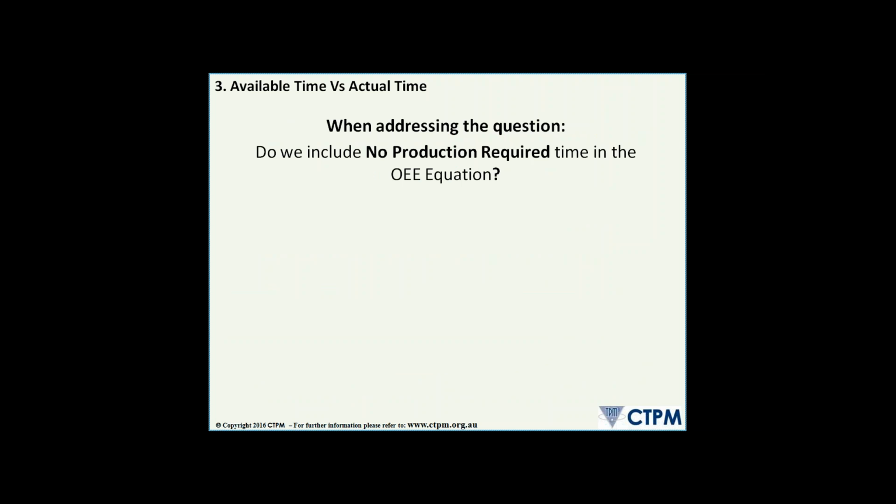When addressing the question, do we include no production required time in the OEE equation, measures dictate behaviour, and what we're trying to do is get the right behaviour in the workplace. And the idea of continuous improvement is to get everyone to behave in a way that makes the place more productive and reduces costs. And measures will often dictate the way people behave. So if we have OEE that includes no production required, we have seen scenarios where people say, well, what's the point of rushing to get the batch finished? Because all it means is that we have time, but our OEE doesn't change. We don't get a higher OEE because we've got this no production required time.